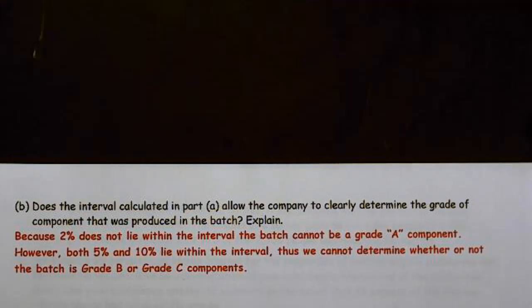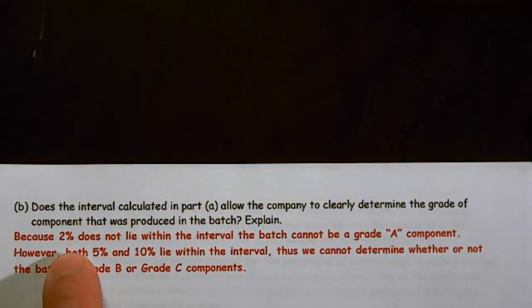Okay, they didn't ask that, but the interpretation would be we can't charge the grade A price because we know it's not grade A, and we probably need to charge the grade C price because we're not sure if it's grade C or not. So for ethical reasons, we're probably going to have to charge the grade C price because it lies within the interval.